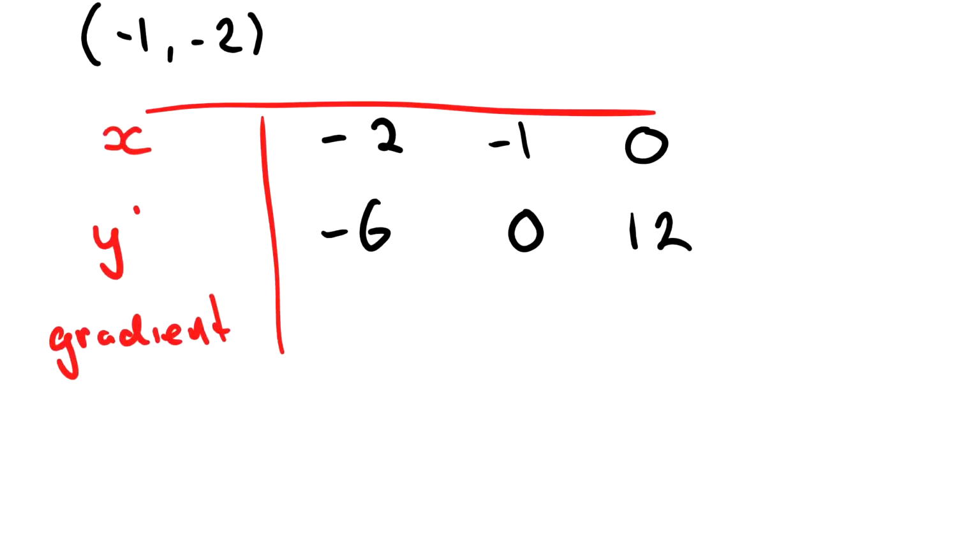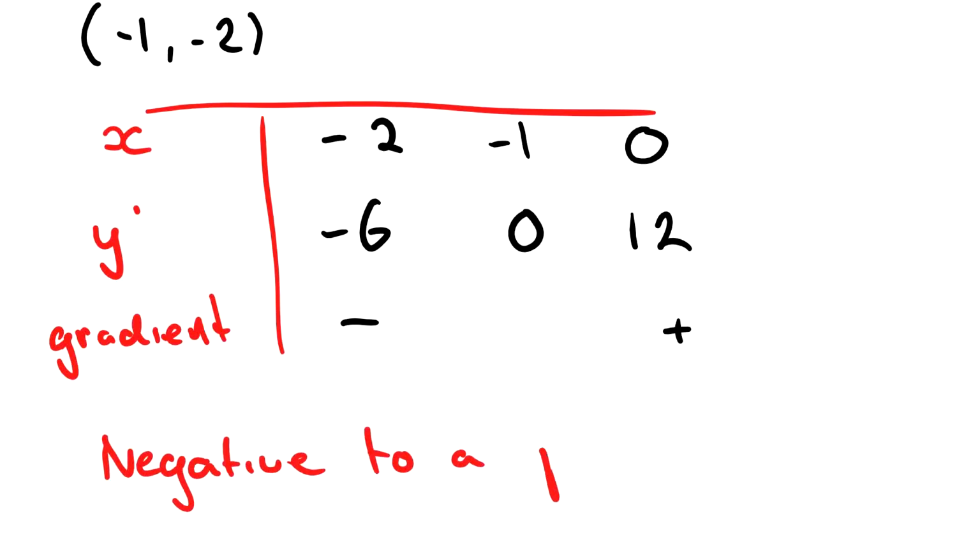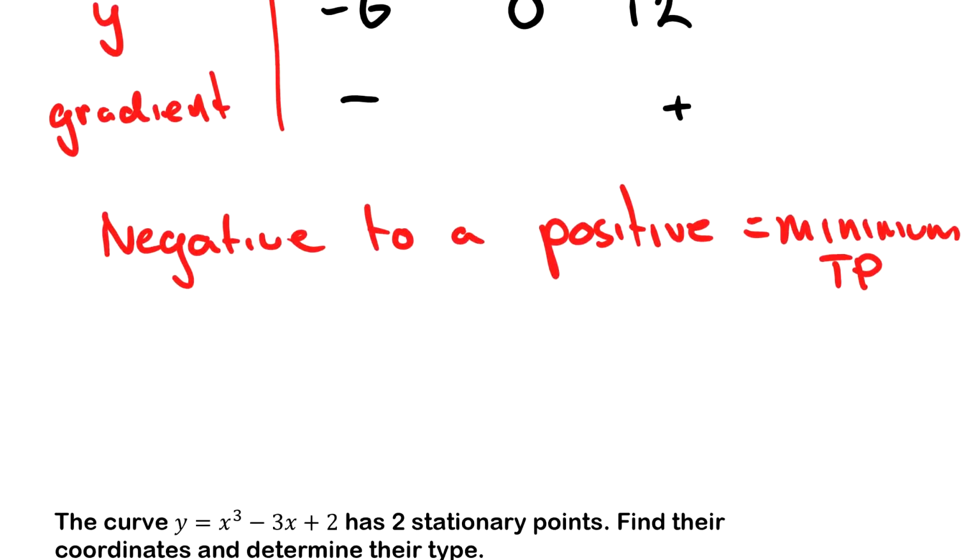So in this next step where I say I've got gradient, I'm saying, well, what type of gradient is it? Is it positive or negative? So here we have negative, and here we have positive. Now, because we're going from a negative to a positive, this is a minimum turning point, all right? Because we're going down and then up. We're going from negatives into positives, all right? So we've just done that question.